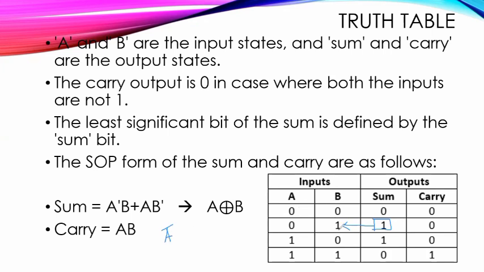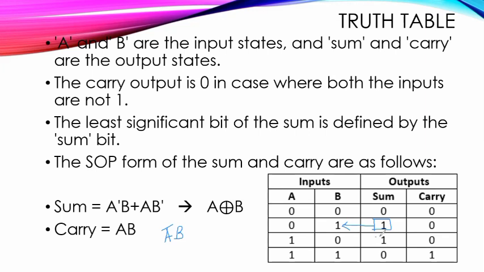And if it is 1, it is B. So when a variable has input 0, we will consider that as inverted, that is A bar. When the input is 1, then we will consider that variable as it is. So when the sum is 1, we can see 0 and 1, which is A bar and B.